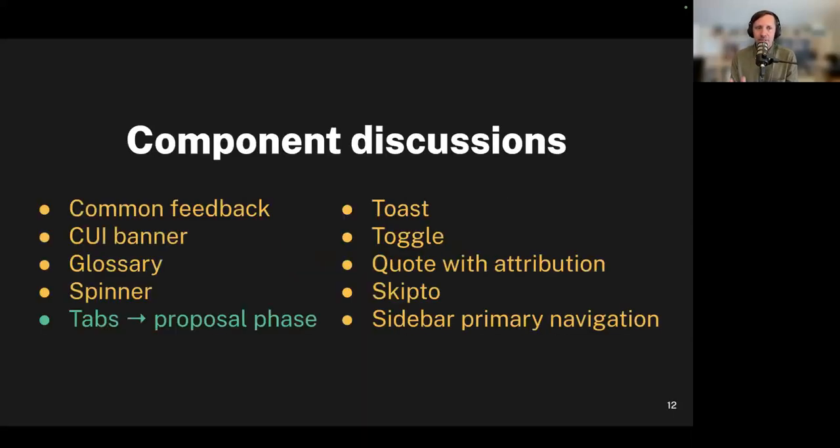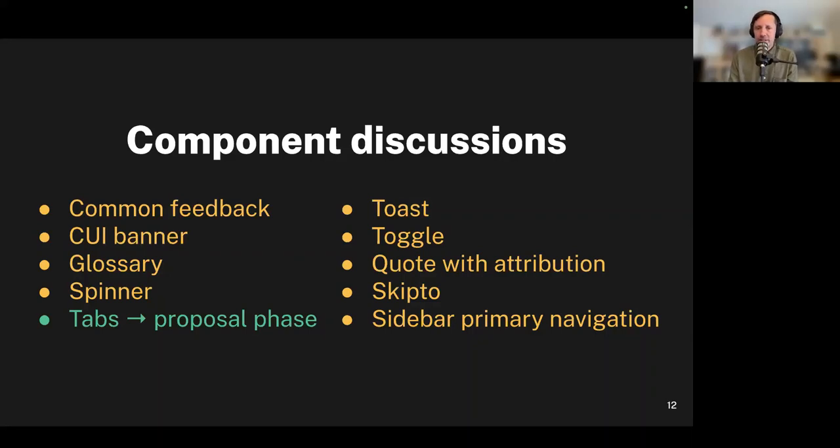Slide 12. Next, a quick update on component discussions. We're adding a link to our new component proposal discussion board in the chat. That's github.com/uswds/discussion/categories/component proposals, where we're working to solicit discussion on components teams hope to see in the design system. We've got 10 active discussions right now, but there's always room for more. We've got common feedback, CUI banner, glossary, spinner, tabs, toast, toggle, quote with attribution, skip to, and sidebar primary navigation.